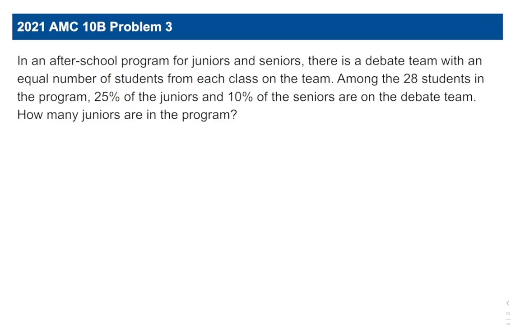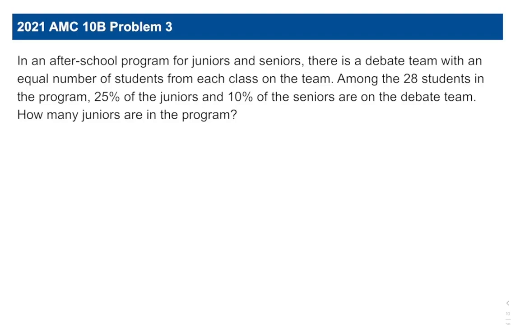Let's see another example. In an after-school program for juniors and seniors, there is a debate team with an equal number of students from each class on the team. Among the 28 students in the program, 25% of the juniors and 10% of the seniors are on the debate team. How many juniors are in the program?